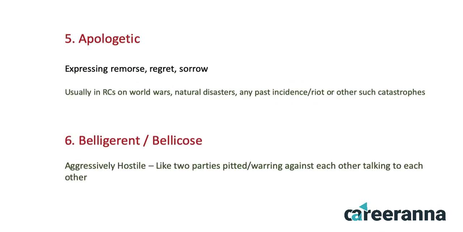Then fifth tone is apologetic. In this, basically the author is trying to express a remorse or a regret or a sorrow towards a thing. This kind of tone is usually an answer for the passages which are talking about natural disasters, world wars, or any past incidents, riot, or any such catastrophe. So that's where you will mark this as the tone of your passage. In other passages, this may not be the right answer to go for.